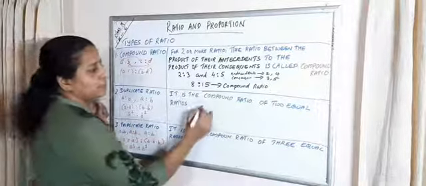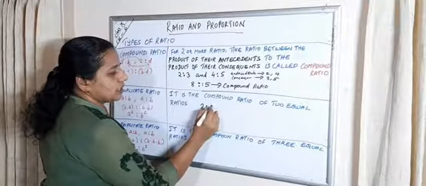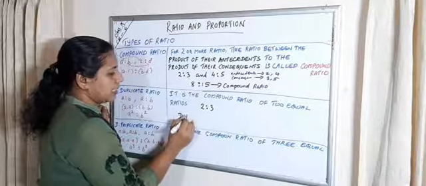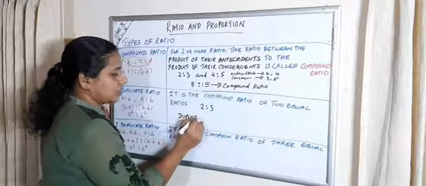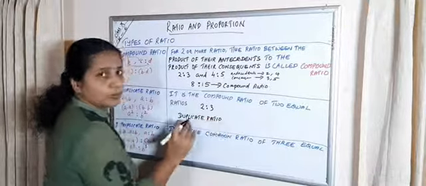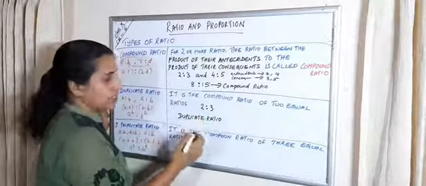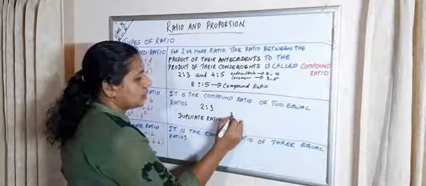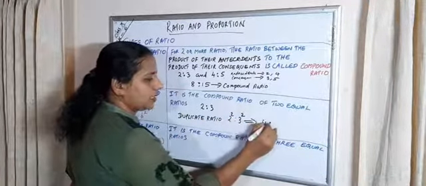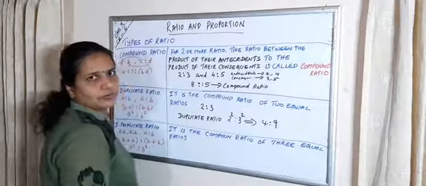For example, 2 is to 3 is the given ratio. Then what is the duplicate ratio? Duplicate ratio is the squared ratio. That is equal to 2 square is to 3 square, which implies 4 is to 9.